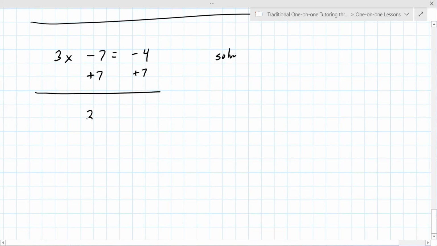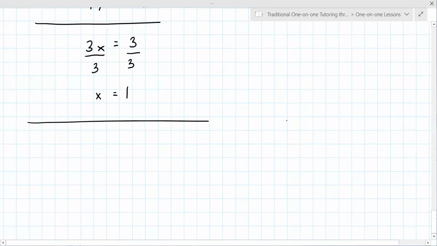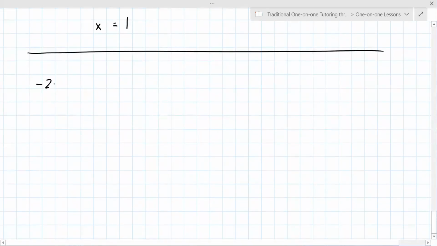Yeah, you have to add 7 to both sides of the equation. This is 3x equals, what is -4 plus 7? But one's negative and one's positive. So it's positive 3, good. And then what do you divide both sides by? 3. So x equals 1. Yep. Okay, so let's look at another one here. Let's go negative 2x plus 5 equals negative 15.